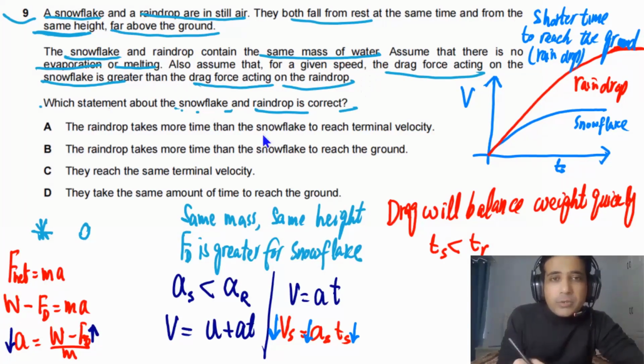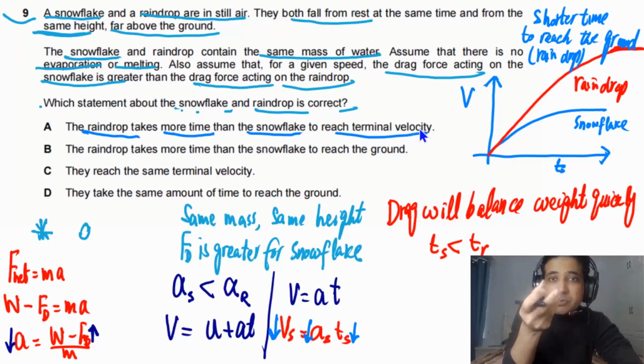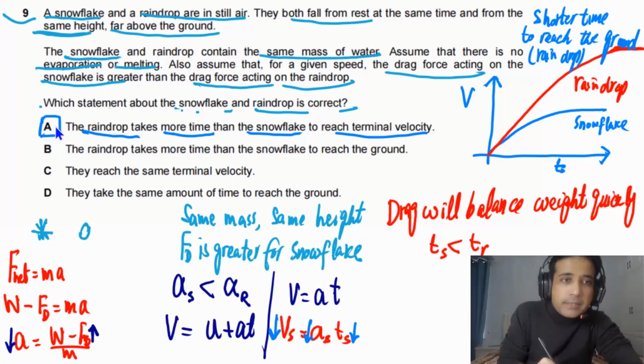Now let's try to find out answer. For option A, it is given to you the raindrop takes more time than the snowflake to reach terminal velocity. Yes, that's true because raindrop drag force is lower at any given speed, so it will take longer time to reach the terminal velocity and its terminal velocity will be higher. So this one is possible answer. So this can be the answer.